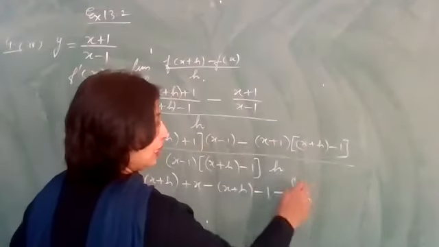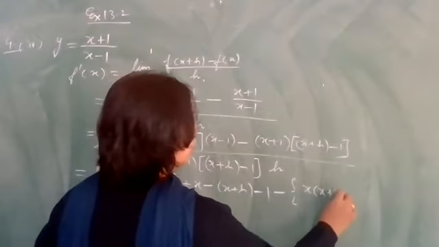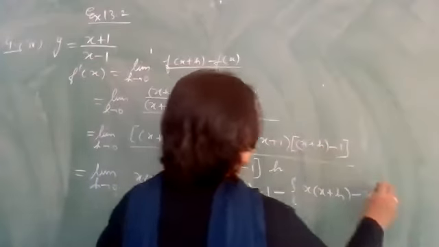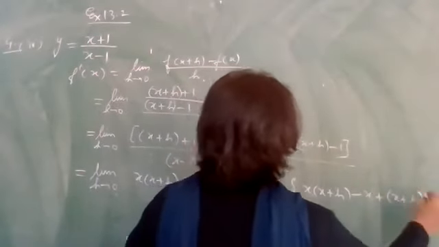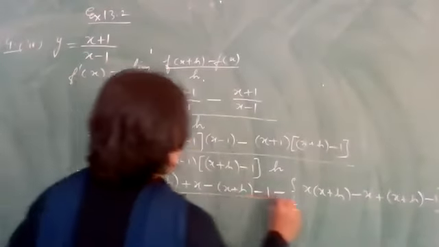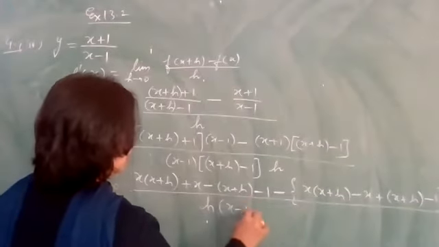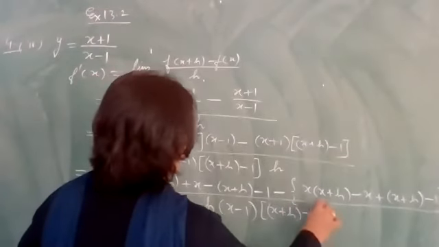So next, again we are applying this multiplication. x into (x plus h) minus (x plus 1) into (x plus h) and minus 1, divided by h, (x minus 1) and (x plus h minus 1).